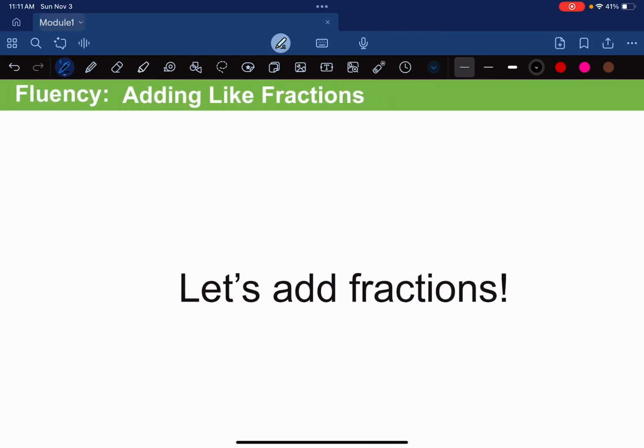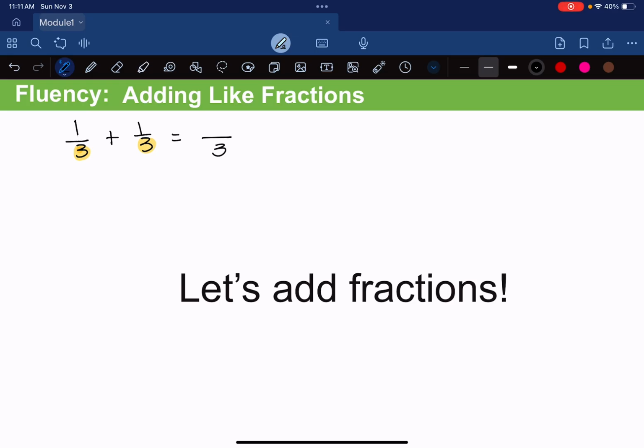So for example, if I have 1/3 plus 1/3, I will keep my denominator. My denominator is not going to change. It will stay a 3. So I can go ahead and bring that over here.